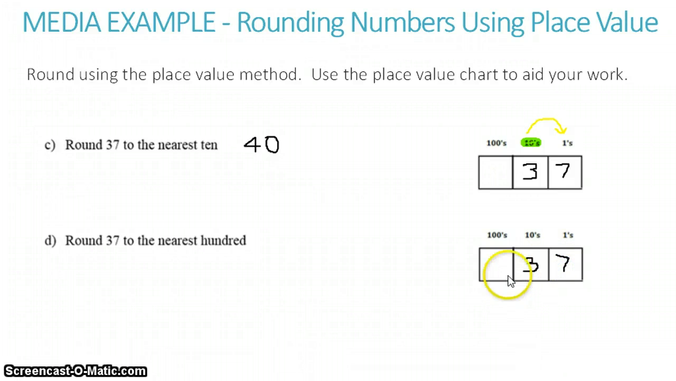Well, this seems odd because we don't have a number in the hundreds place. But remember, this is equivalent to us having 0 hundreds. So if we were going to represent this number with blocks, we'd have 0 flats, 3 rods, and 7 units. So the hundreds place is right here. And we can, in fact, look to the right to see if this number is greater than or equal to 5 or less than 5.